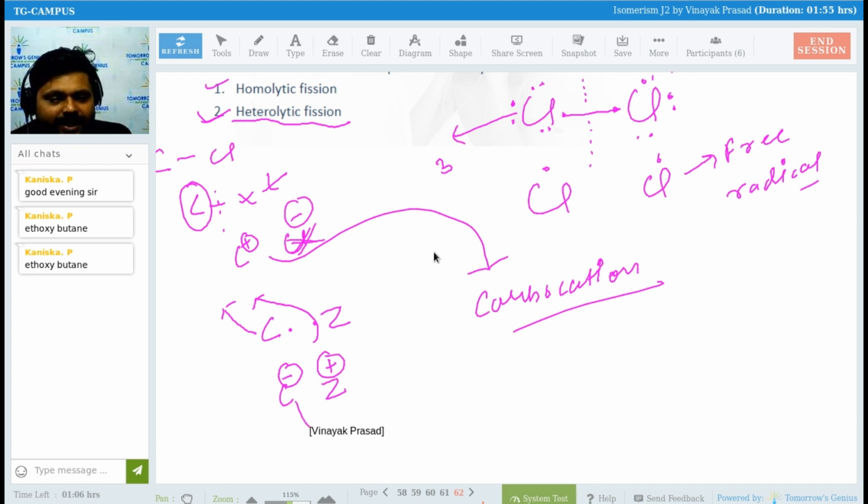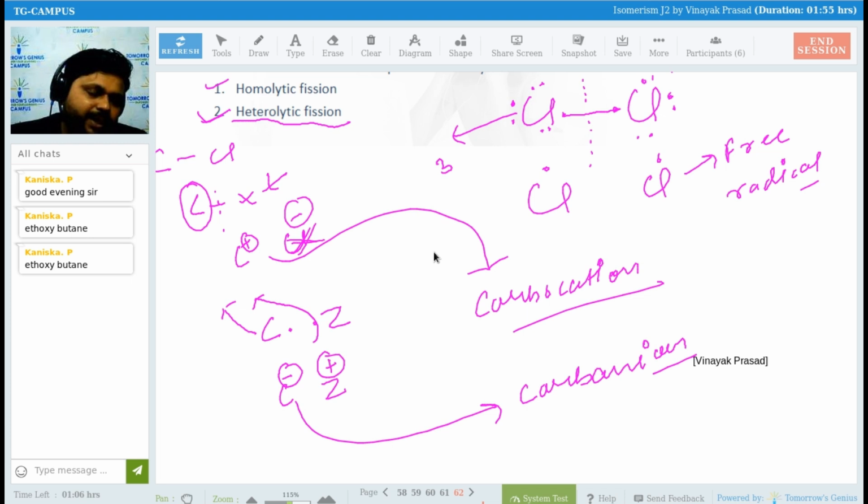Now, carbon having the negative charge is known as a carbanion. Is it okay with everyone? Any doubt till here? So what is this carbocation, what is this carbanion, and what is this free radical? Any doubt to anyone? If there is any doubt, please do let me know.